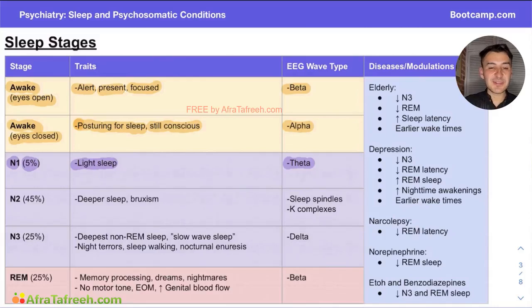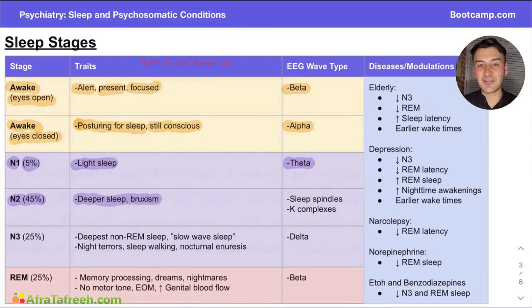So N2 sleep is going to be the biggest bulk of our sleep time. It accounts for 45% of our sleep, and this is a very deep sleep. So this is deeper sleep, and one thing that test writers like to ask about is bruxism, because this occurs during N2 sleep. You're like, Jake, what's bruxism? Bruxism is a fancy word for grinding your teeth. So that's something to be aware of because it may be mentioned as bruxism instead of teeth grinding.